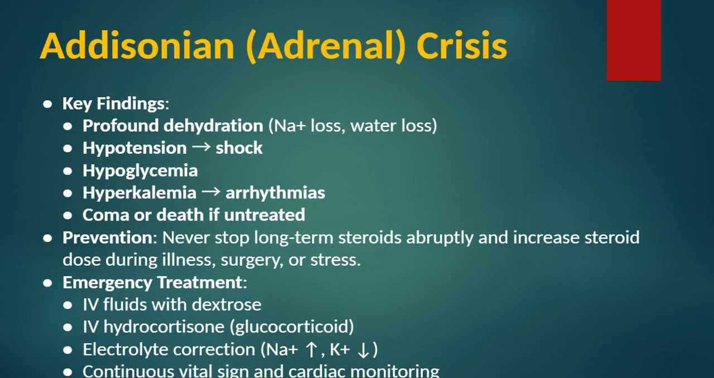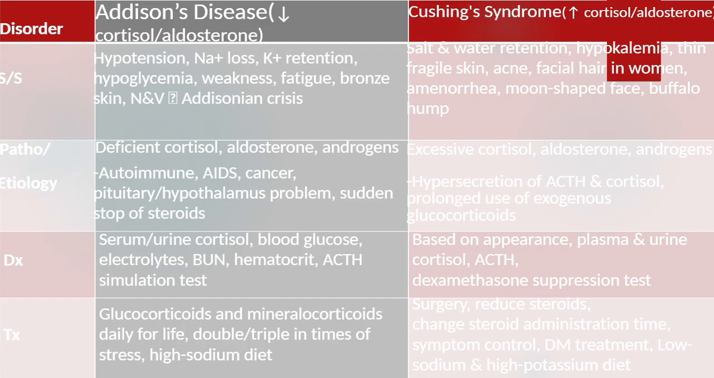The nurse must also monitor serum electrolytes and glucose levels closely and report any abnormal findings immediately to the RN or healthcare provider. Once stabilized, patients are transitioned to oral steroid therapy and educated on lifelong hormone replacement and stress management strategies.